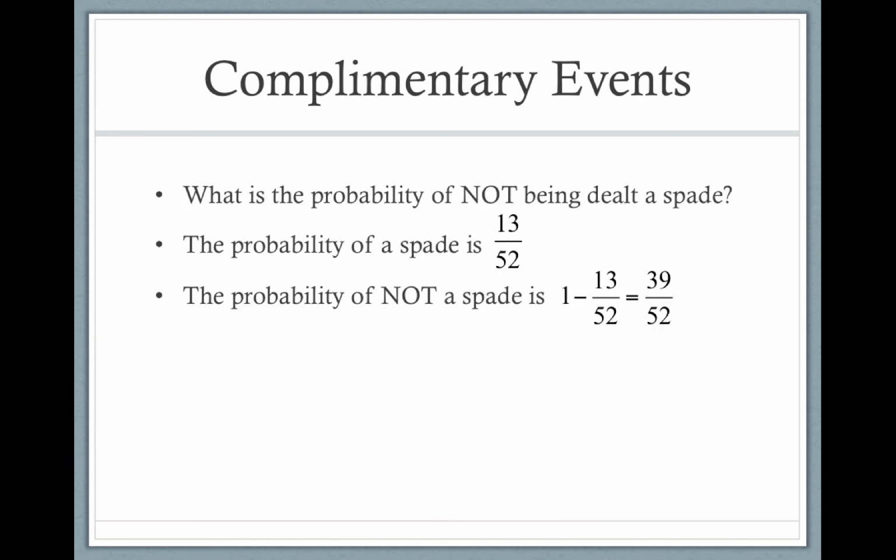All right, so let's take a look at an example. What is the probability of not being dealt a spade? Well, the probability of a spade we know is 13 out of 52. There's 13 spades, 52 total cards. So the probability of not a spade is 1 minus 13 over 52, which equals 39 over 52. So not a spade would be the complement. A card is either a spade or not a spade.